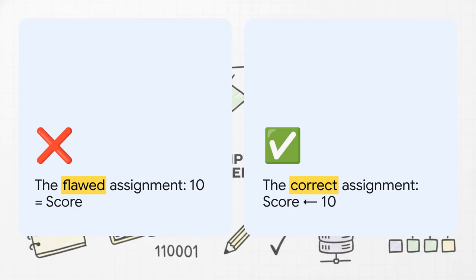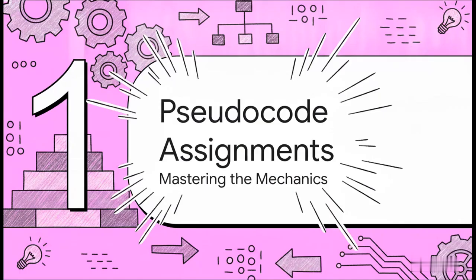In this explainer, we're going to tear down these exam traps, rebuild your understanding using some really clear visual steps, and upgrade your answers to be exactly what the Cambridge mark scheme demands. All right, Section 1, Mastering Pseudocode Assignments. Let's get right into it.